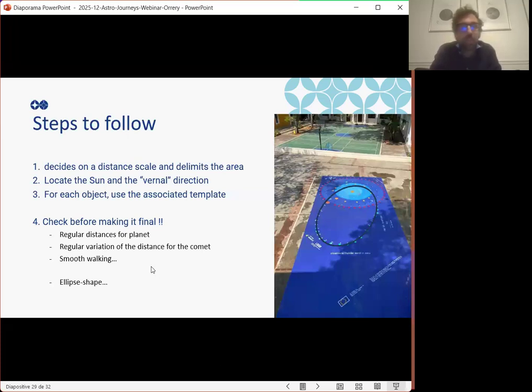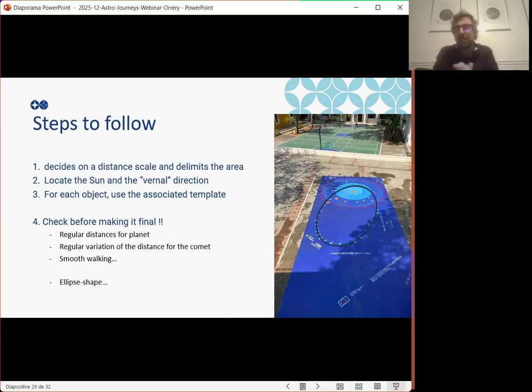And just to finish on that, when you are done, a nice way to check that it's fine is to walk on it and to check that you are walking smoothly, so that you don't do like a big step and then a very small step and then a big step, because it's not so easy to do. And if one point is wrong, either you redo it or you put it by hand, just so that it looks nice.